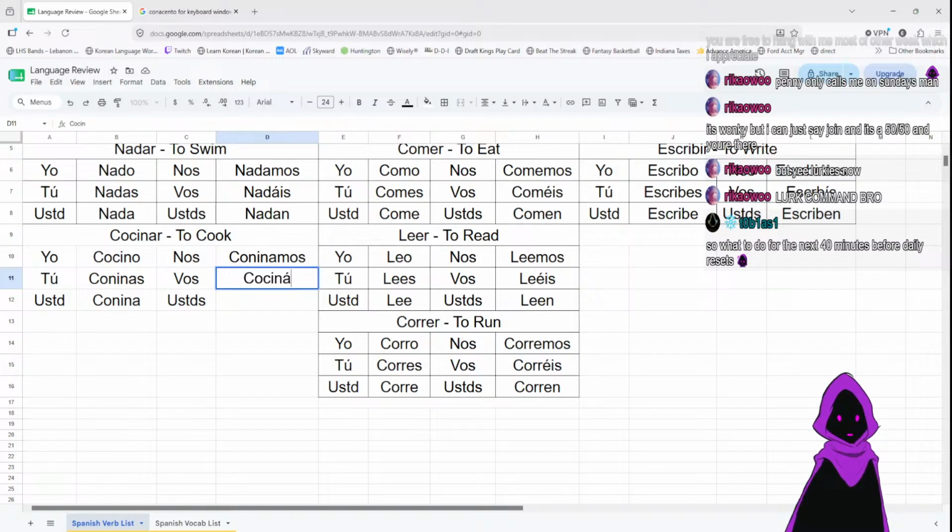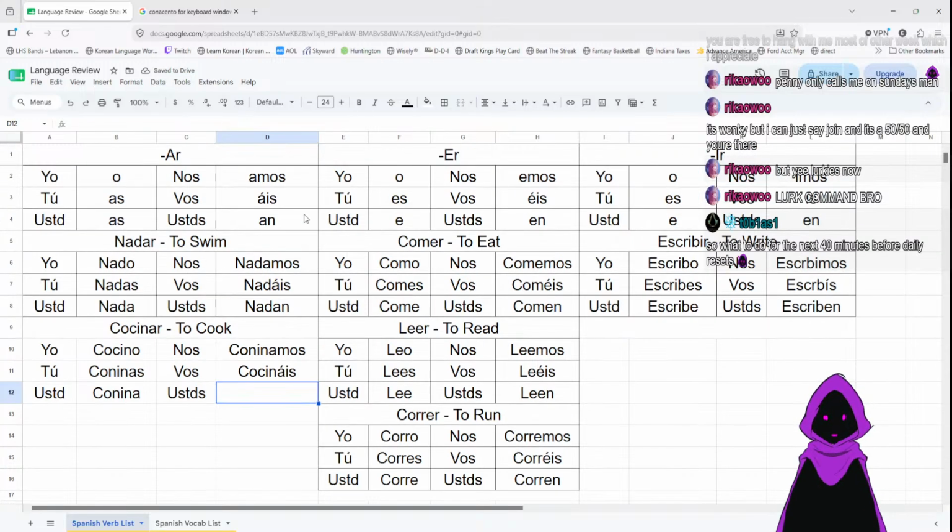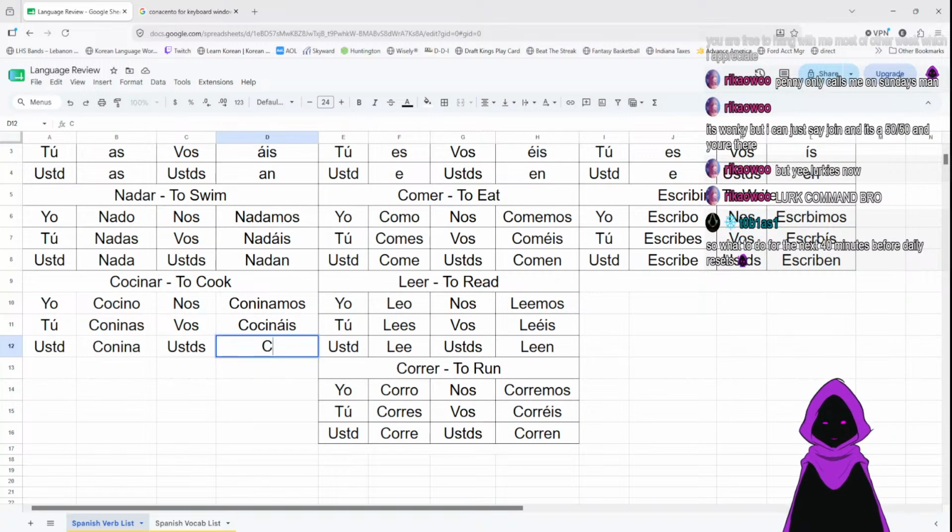So what do we do for the next 40 minutes before daily resets? We do language learning, Tobias. Everyone will learn some basic Spanish today. And we'll have, hopefully, a good time learning. Cocin for they cook.